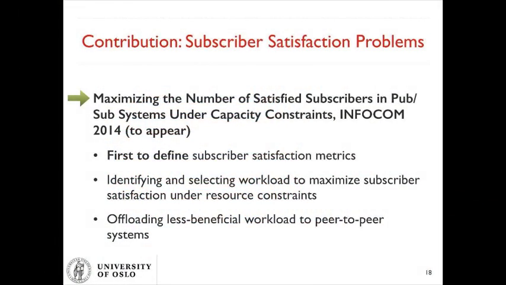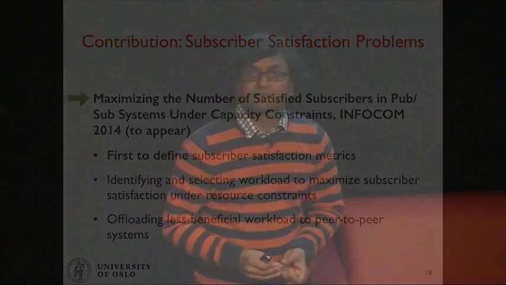So I mentioned all these things: in this work we define a set of satisfaction metrics, and our goal is to select part of the workload which meets the satisfaction metric. We also briefly provide an architecture where it can be used to offload the workload to less reliable and cheap computing power like a peer-to-peer network.